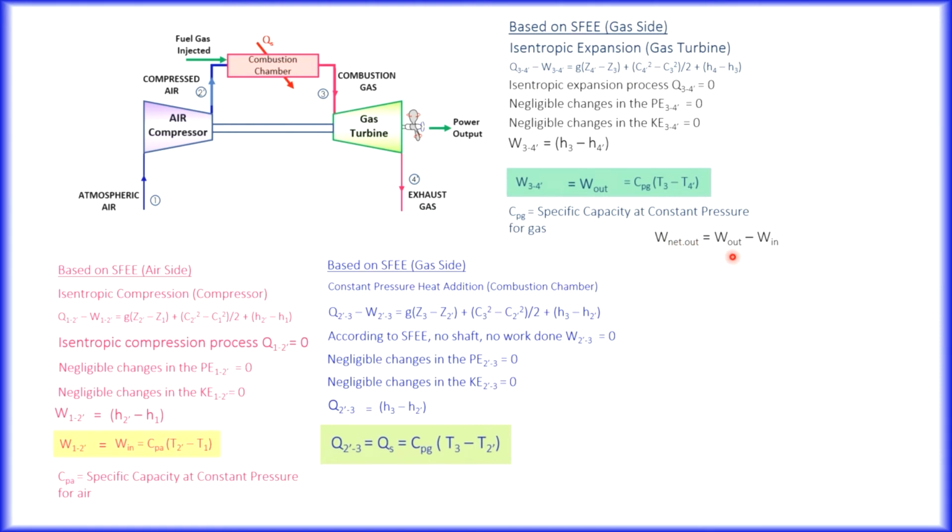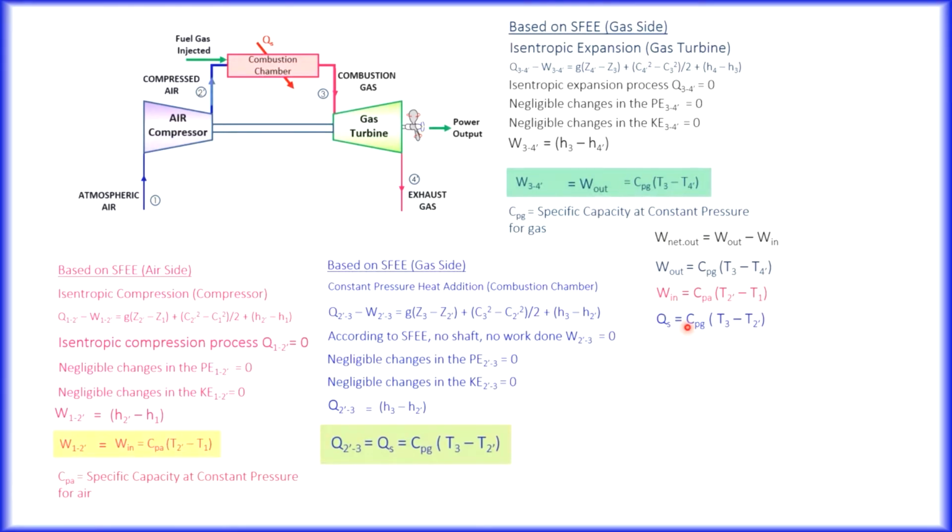So the net work out will be work out minus work in, and if we take the difference between these two works, it's also called the net work out, other than heat supply minus heat rejected, which is according to the second law. So you have CPG (T3 minus T4 prime), that is work out, and work in is CPA (T2 prime minus T1). We can find both of these, substitute here, and find the net work out.